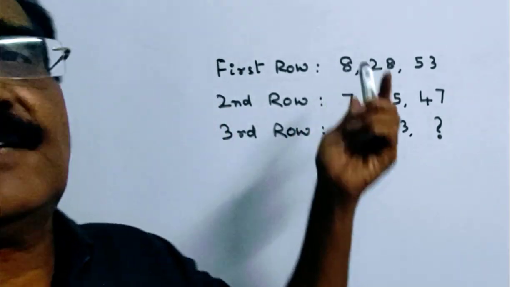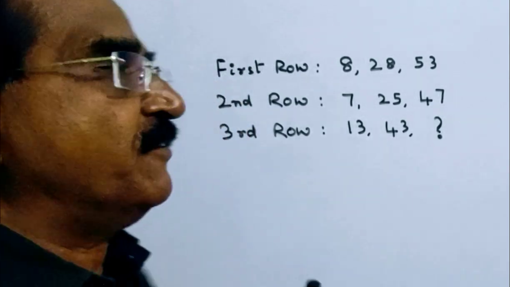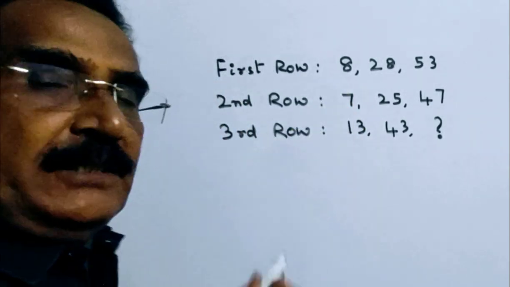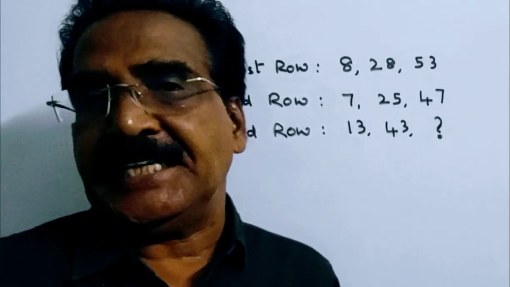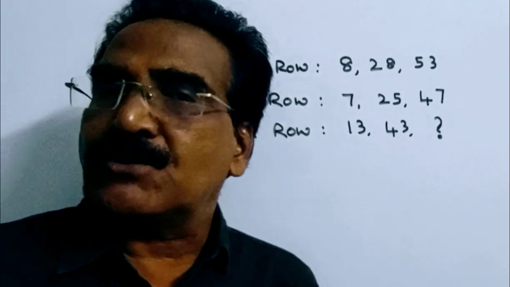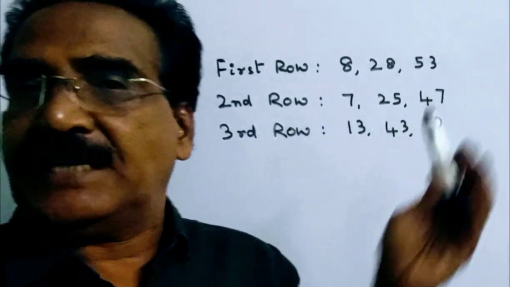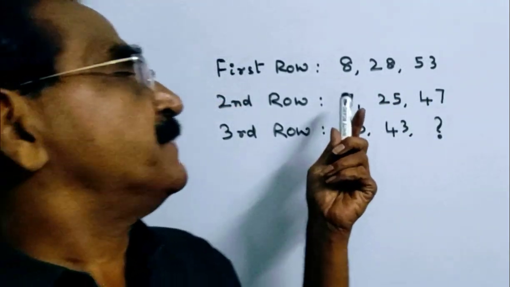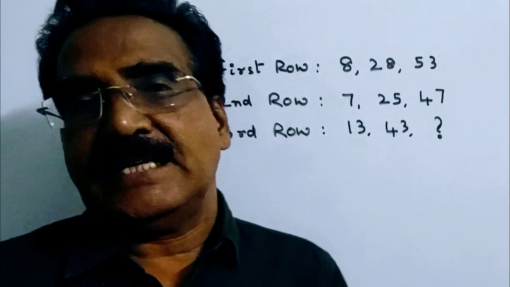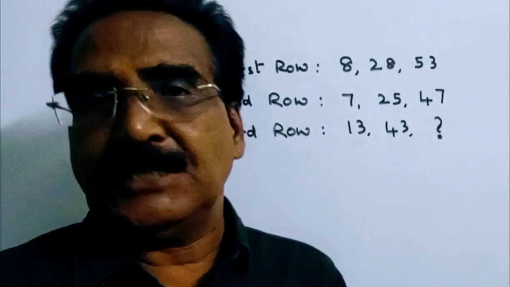If you look at the first row, 8 into 3 plus 1. 8 into 3 plus 1: 8 3s are 24, plus 1 is 25. 25 plus 28 is 53. Similarly, 7 3s are 21, plus 1, into 3 plus 1.